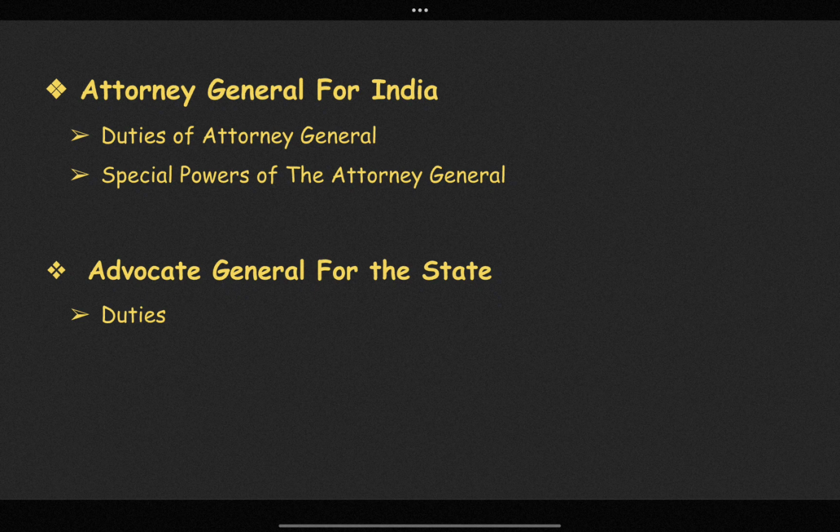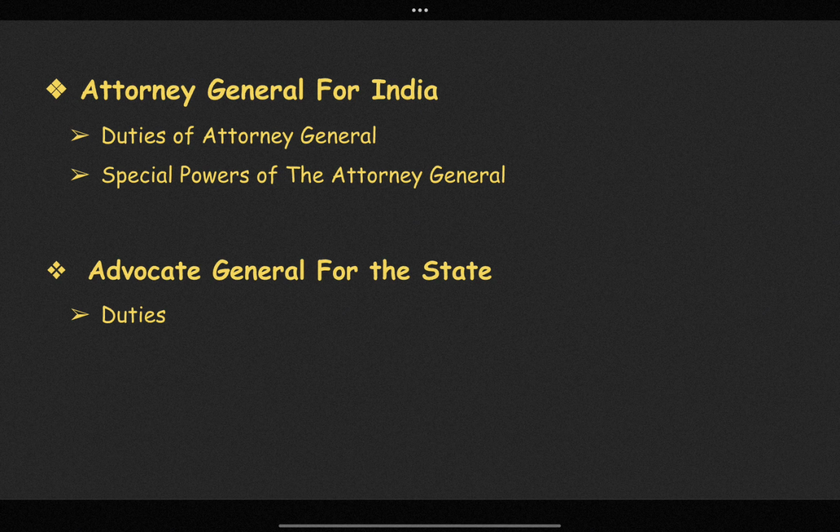The Attorney General shall appear in the cases in the Supreme Court in which the Government of India is a party. The Government of India may also require the Attorney General to appear in the High Court in any case when the Government of India is a party. Next, what are the special powers of the Attorney General? There are some special powers granted to him. First, he has the right of audience in all the courts within the territory of India.